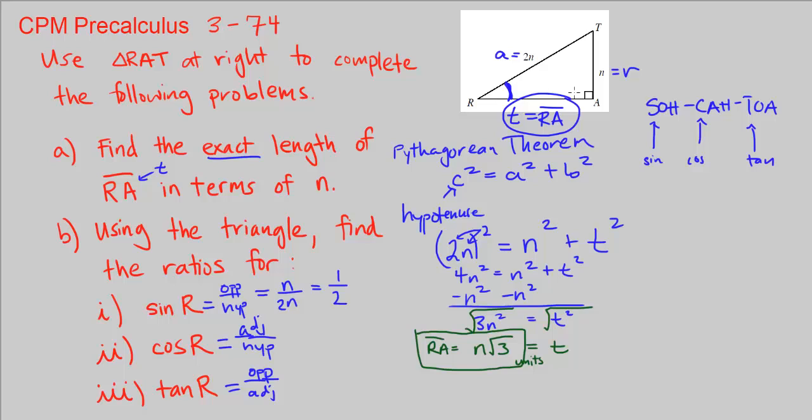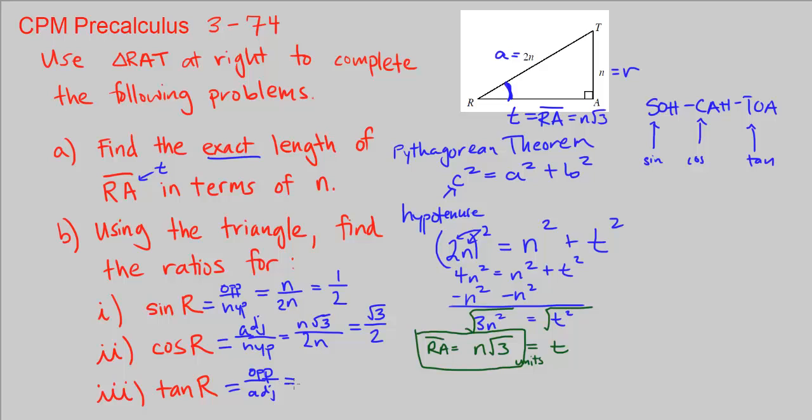So this one is side RA or T, but we know that that is equal to n square root of 3. I'm going to write that there, n square root of 3. So that's equal to n square root of 3 over hypotenuse again, which is 2n. The n's cancel out and we get square root of 3 over 2. Okay, so the cosine of angle R is square root of 3 over 2.